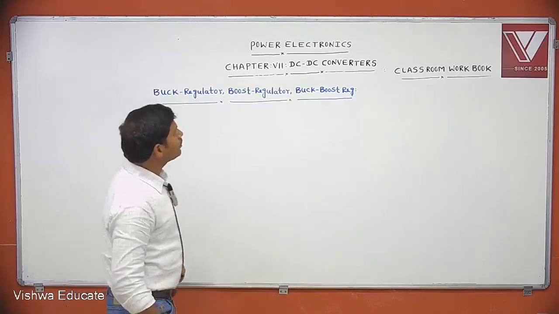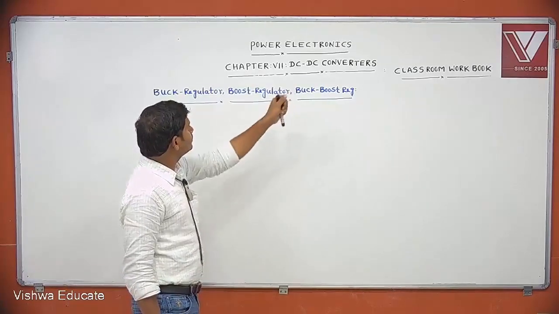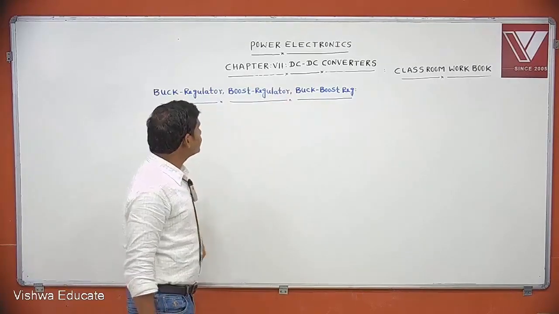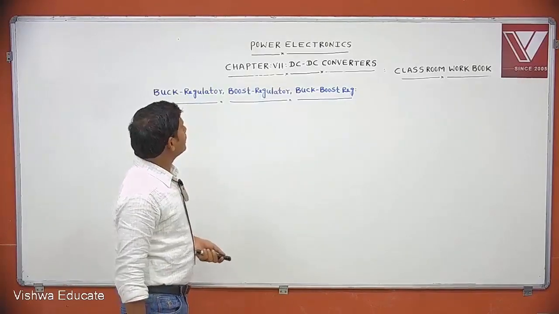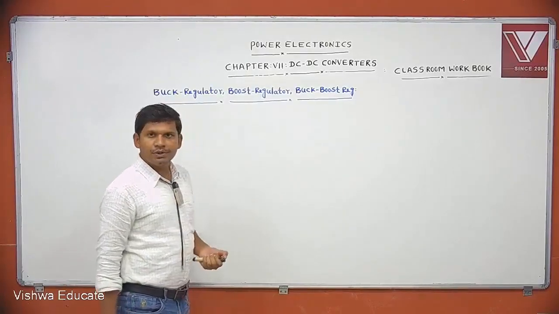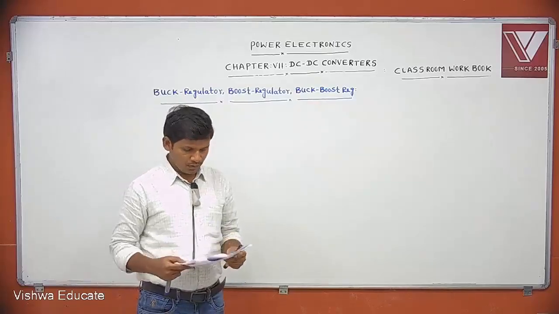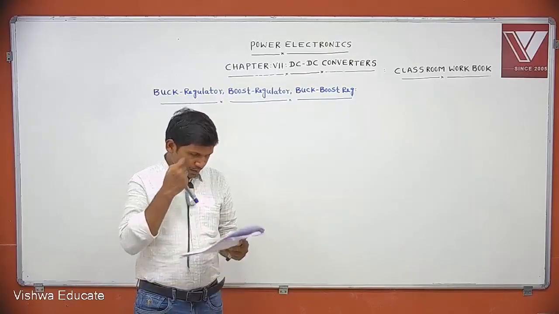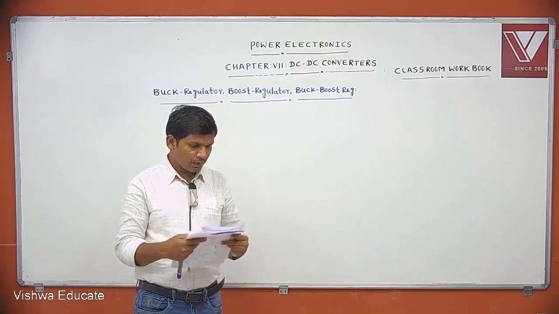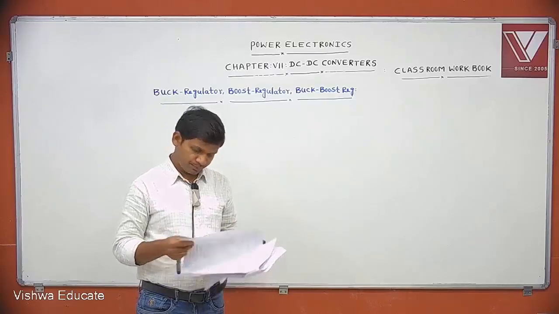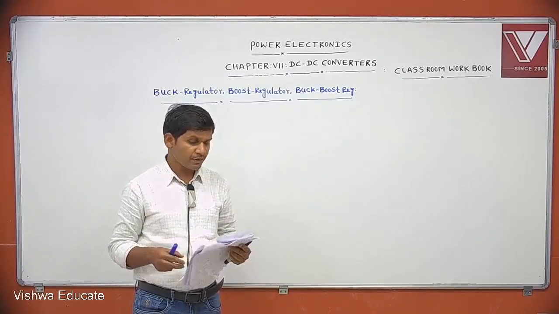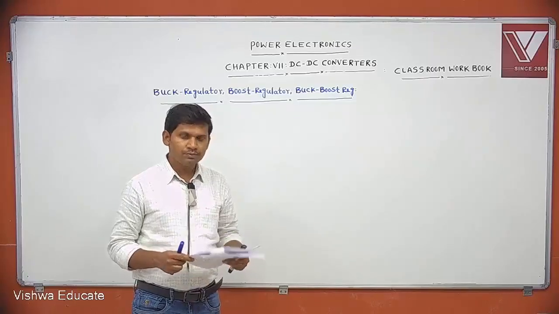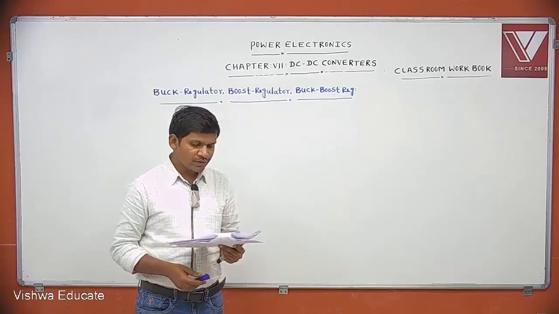Continuation of classroom workbook based on buck regulator, boost regulator and buck-boost regulator in chapter 7, that is DC to DC converter. I think in the last session I discussed up to question number 16, correct? Then we'll start with question number 17.